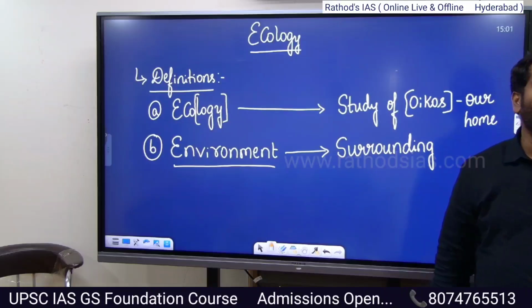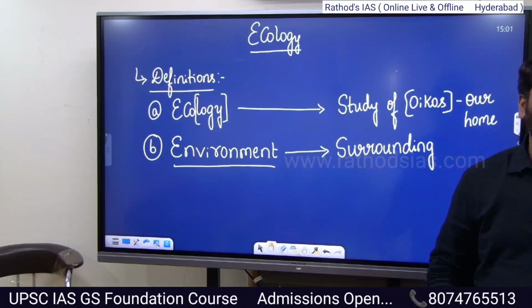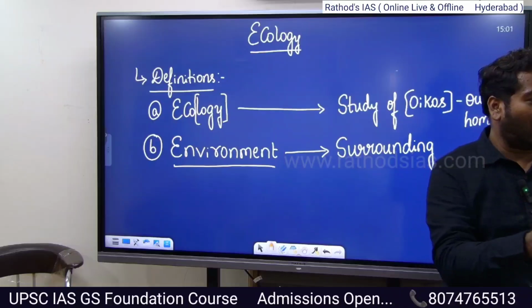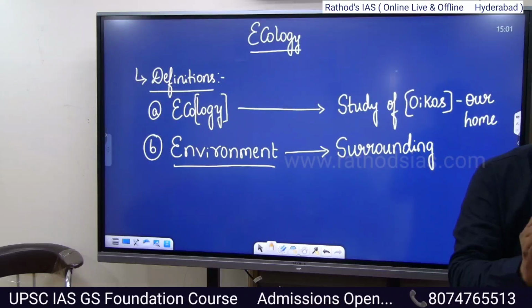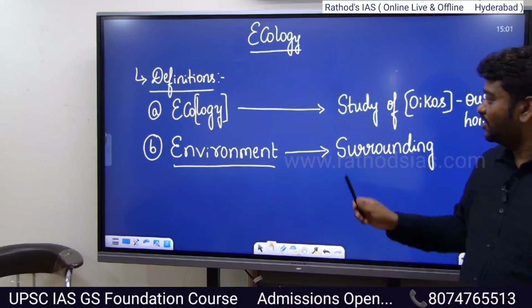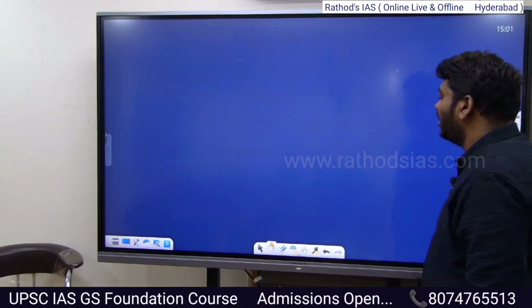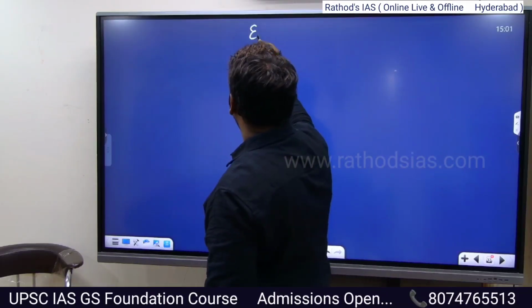Your environment should be clean. Your environment should be good. What is the meaning of that? Circle. Around you. Now, around you, what all will be there? In this classroom only, your surrounding is your environment. Within the surrounding, what all will be there?